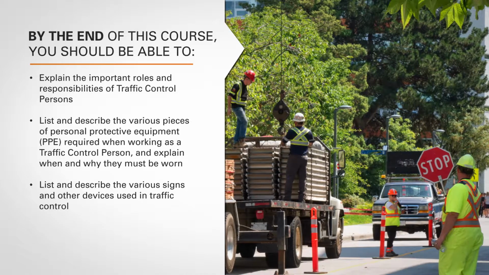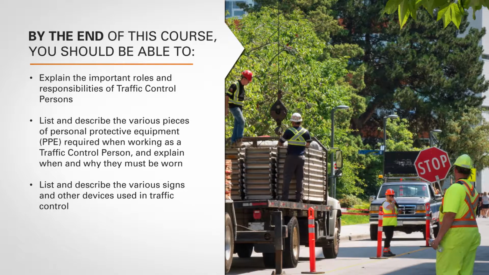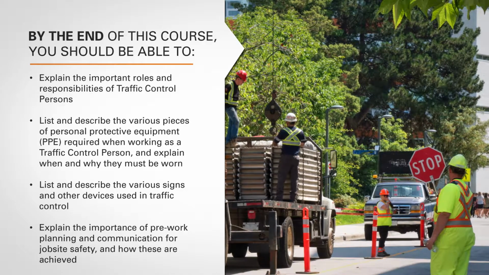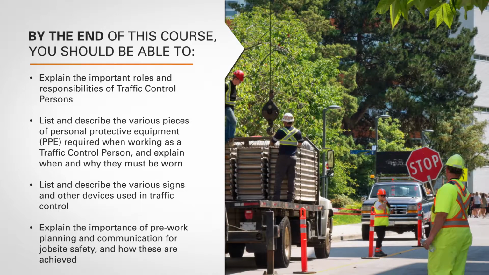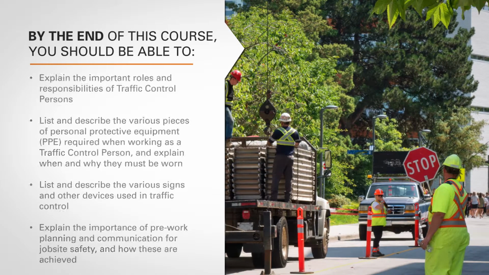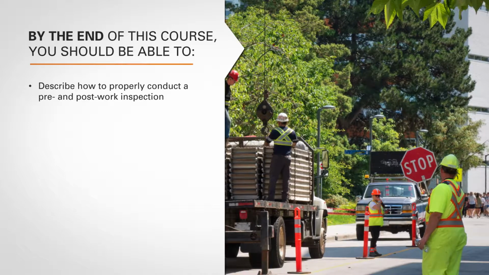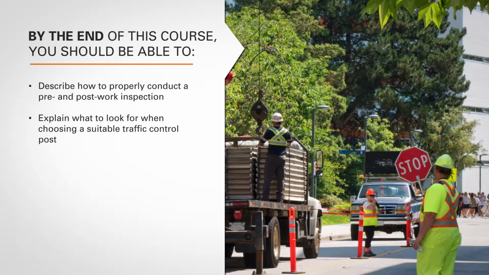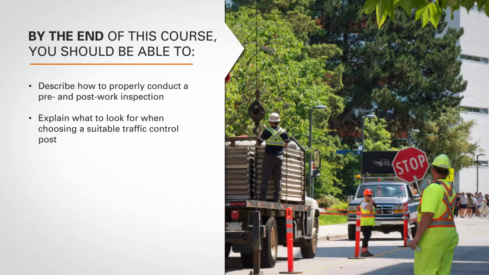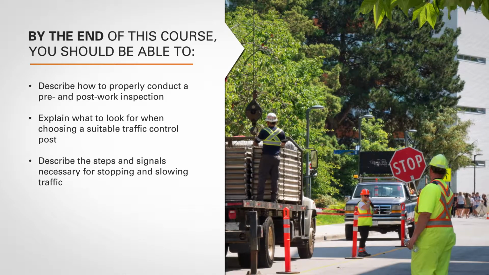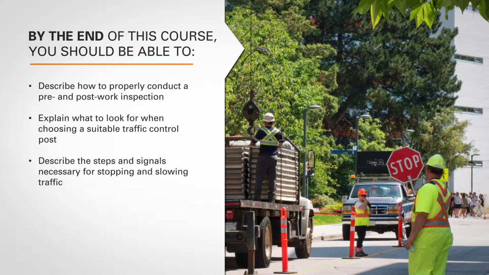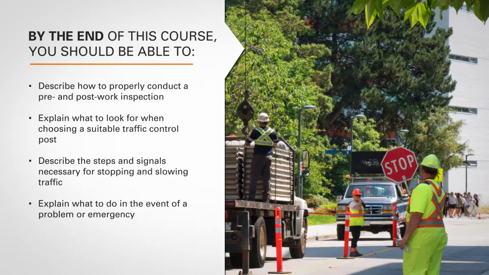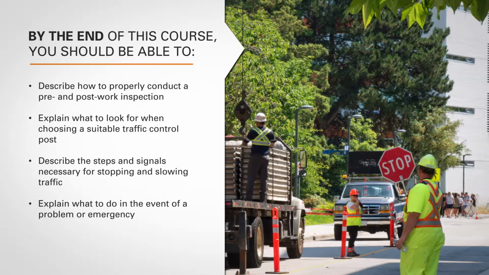List and describe the various signs and other devices used in traffic control. Explain the importance of pre-work planning and communication for job site safety and how these are achieved. Describe how to properly conduct a pre- and post-work inspection. Explain what to look for when choosing a suitable traffic control post. Describe the steps and signals necessary for stopping and slowing traffic. And explain what to do in the event of a problem or emergency.